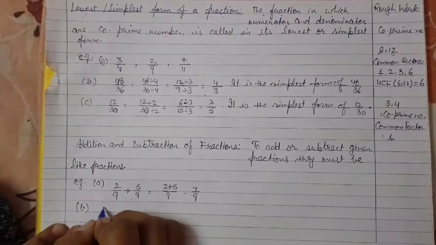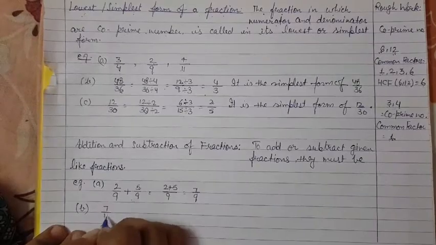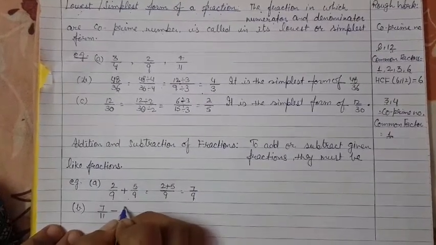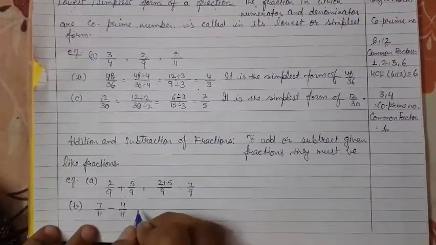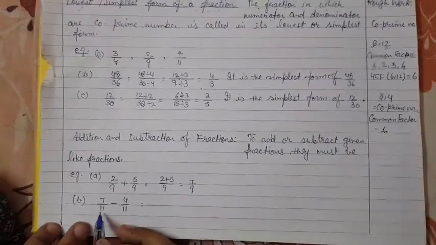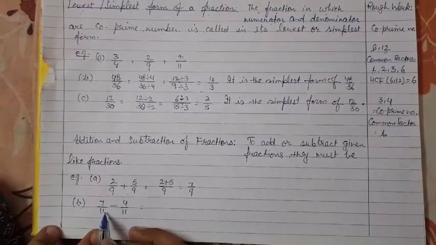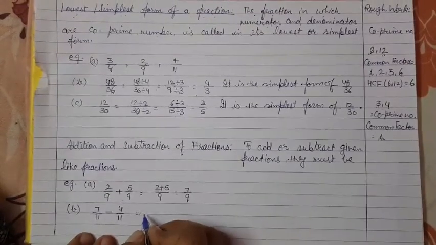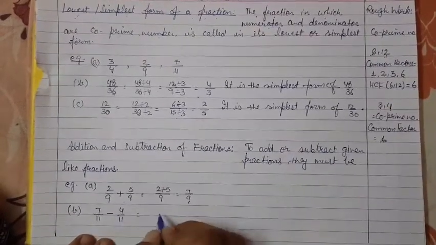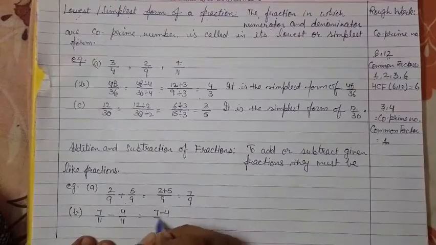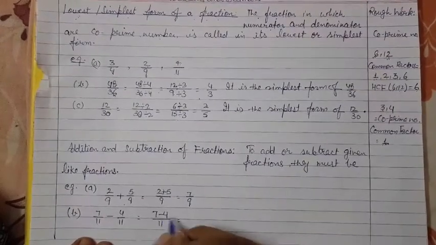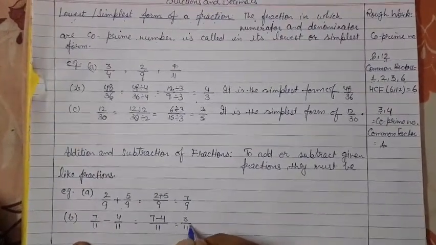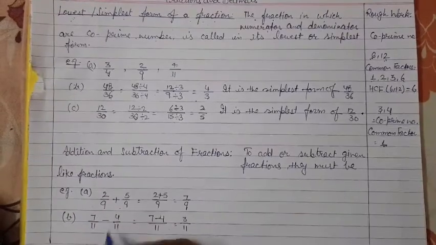Again, what about subtraction? 7 upon 11 minus 4 upon 11. Here you can see easily 11 is the same in both the fractions, means both fractions are like fractions. Hence, we have to subtract only the numerator. 7 minus 4 upon 11. 7 minus 4 is 3. So, 3 upon 11 will be the answer for this subtraction of fractions.